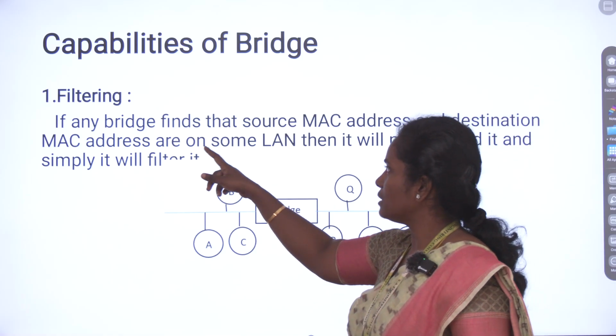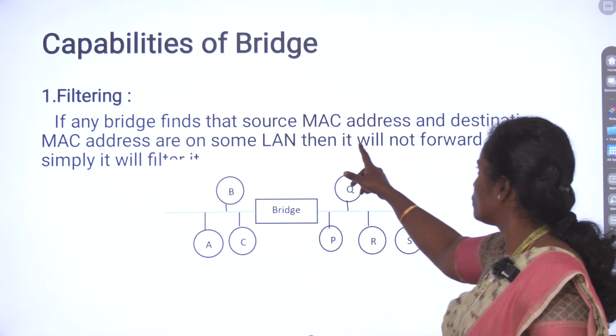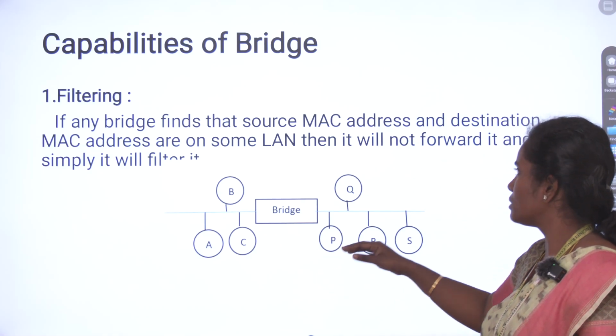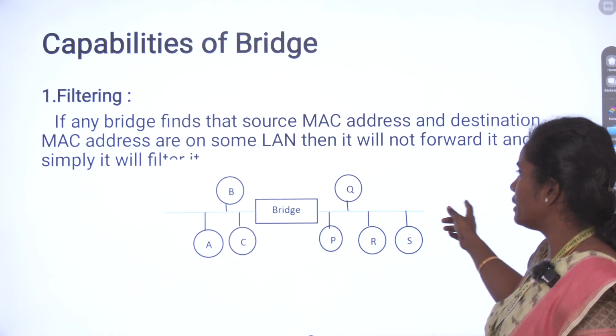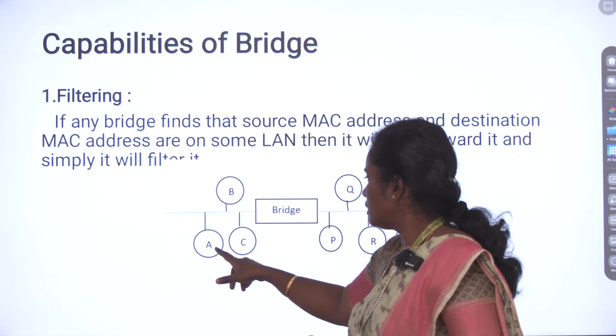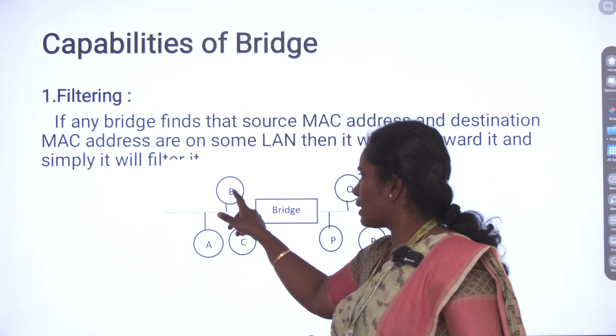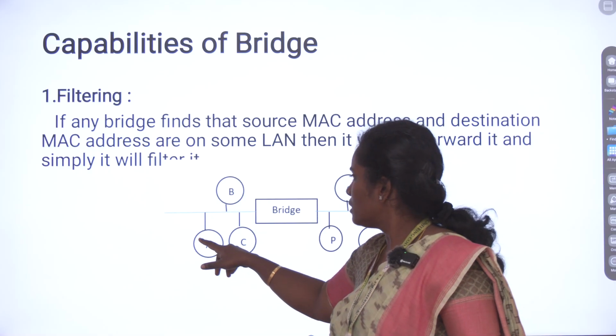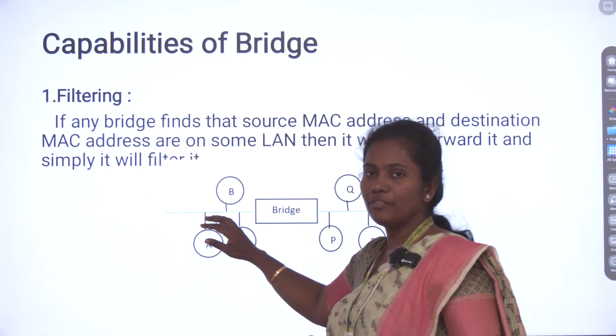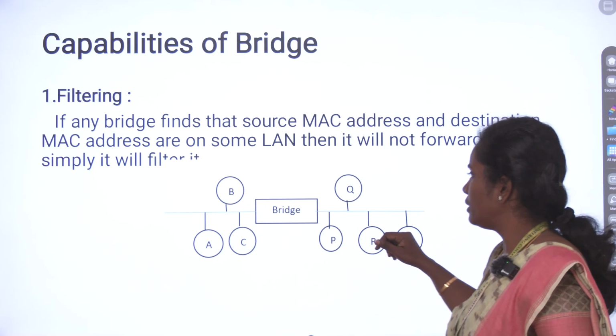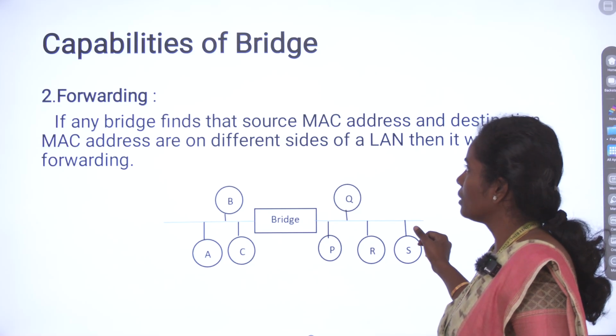Next, we'll see filtering in detail. If a bridge finds that the source MAC address and destination MAC address are on the same LAN, then it will not forward the message and will simply filter it. See here, I'm choosing the source MAC address as A and the destination MAC address as B. It will directly send the message from A to B by simply filtering instead of forwarding.